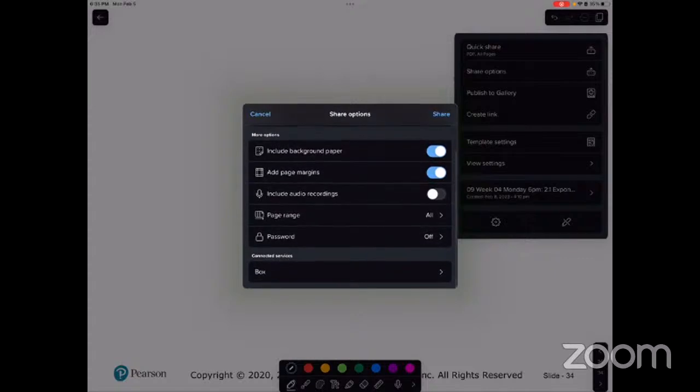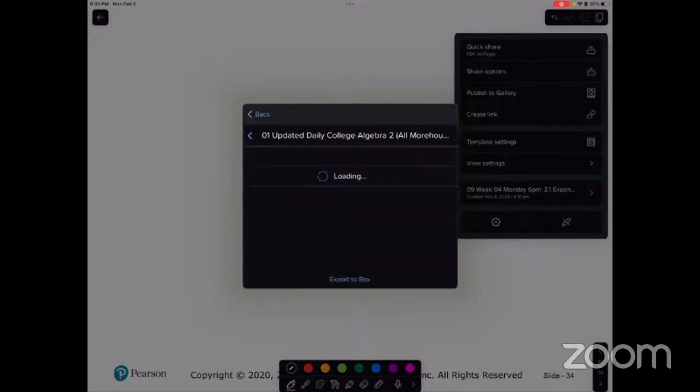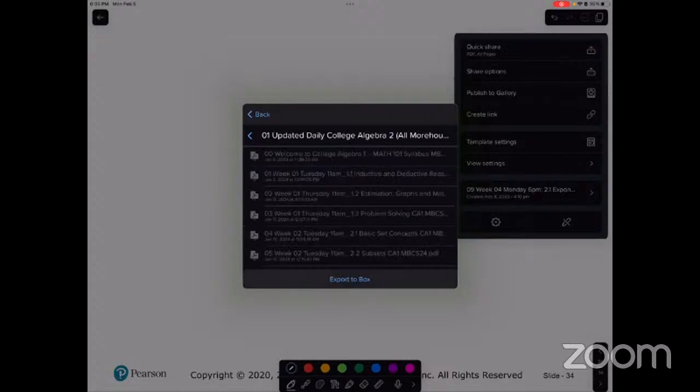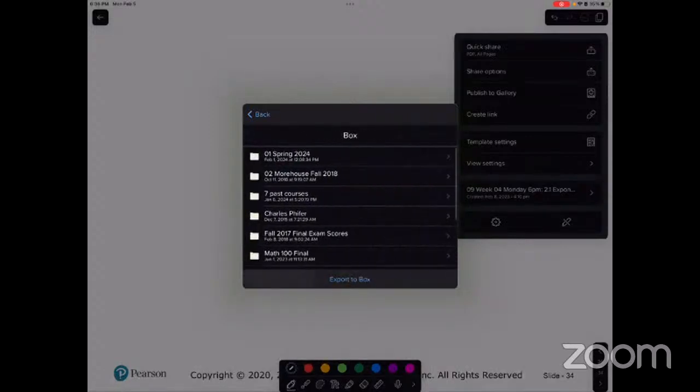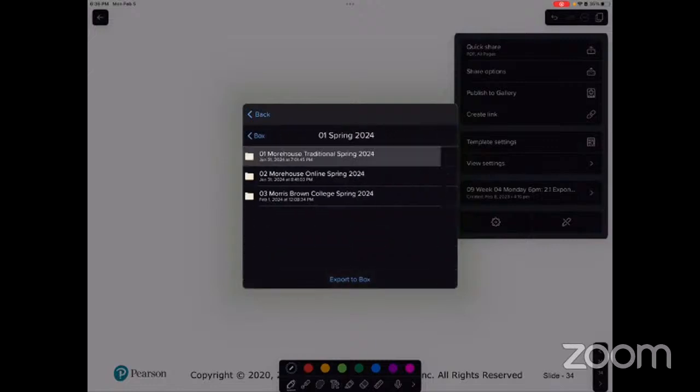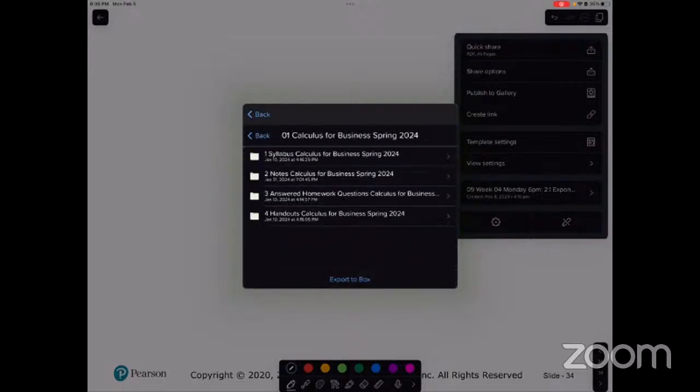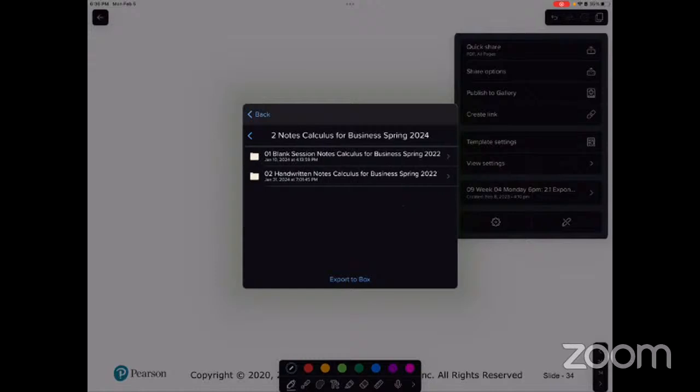I need the right folder. I know that's not the right folder. Oh, this is the spring of 24 traditional calculus notes, handwritten notes.